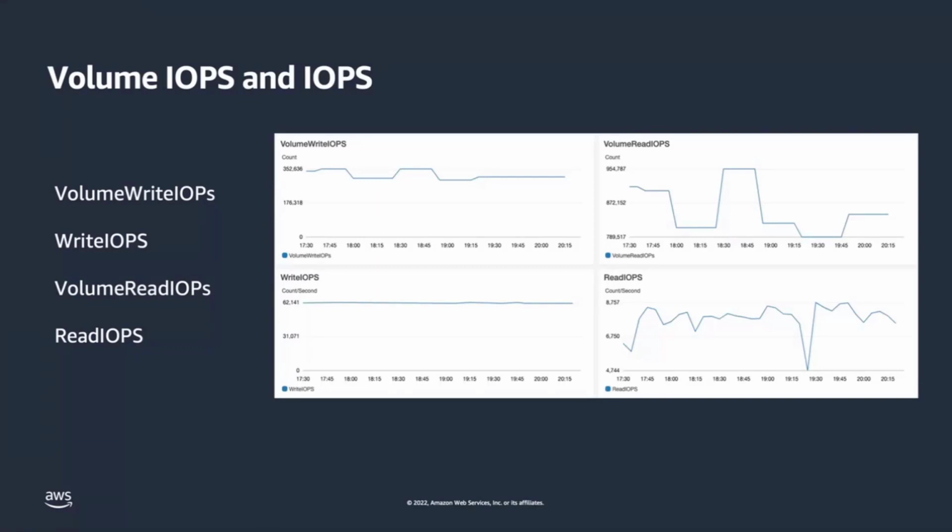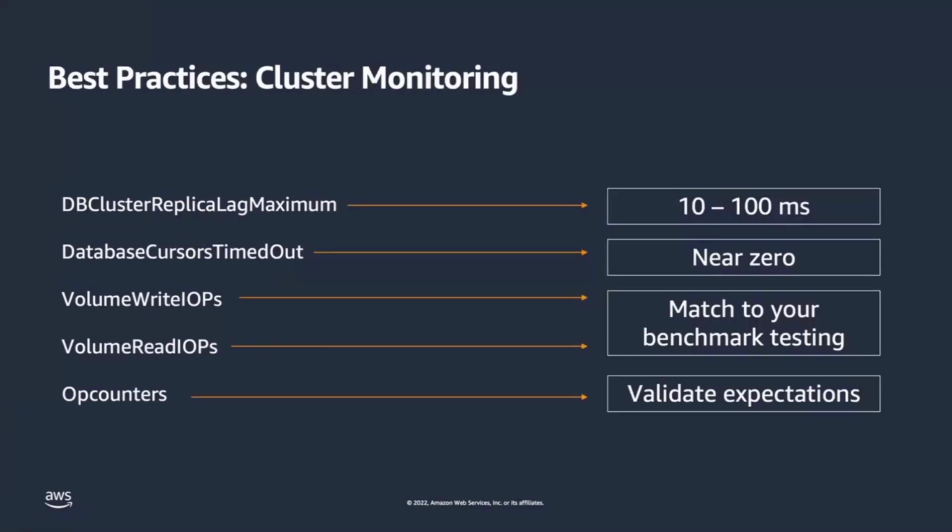So the way to use these metrics is not necessarily to alarm on them, but really just to validate based off of your benchmark testing. All right, are IOPS within the range that you expected, based on your testing prior to going live with your application?